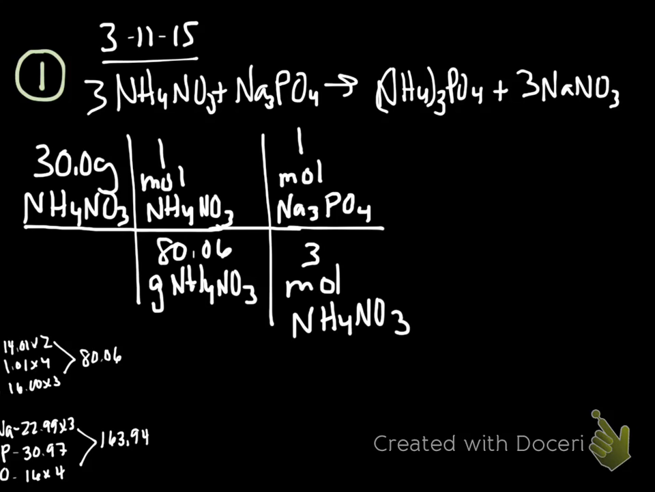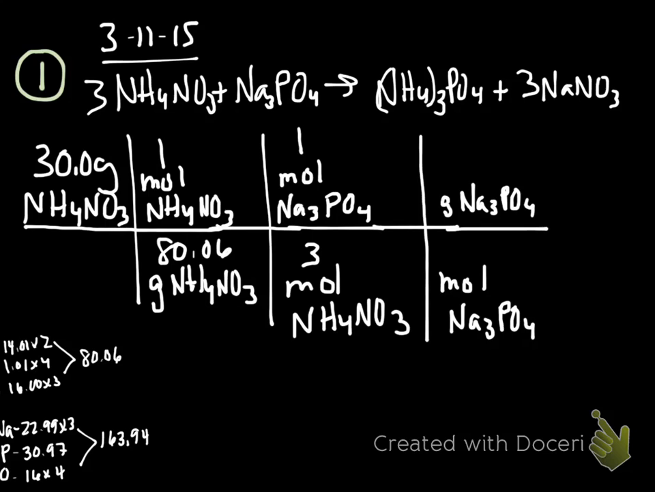So at this point, I'm ready to go back up from the valley of the moles, back to the highlands of mass. I've climbed down through moles. So what's my next box going to contain? Okay, so my final box is going to be a conversion back into grams of sodium phosphate. And I know, because I already figured it out, that 1 mole of sodium phosphate is 163.94 grams.